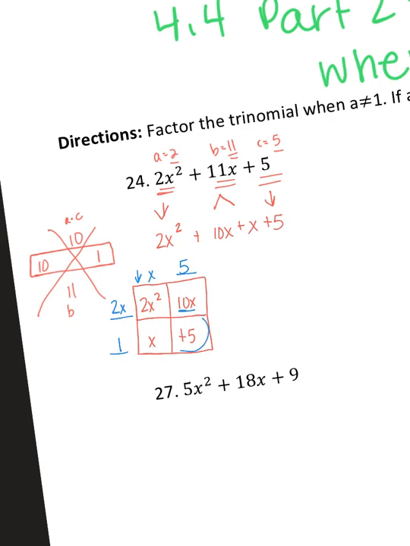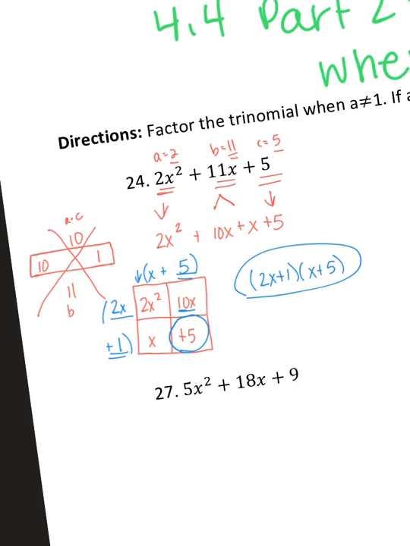And then let's check this cell. Is 1 times 5 equal to 5? It is. Okay, so that's it. We have factored. So this is x plus 5 times 2x plus 1. And we're just going to write that as a factored binomial. So 2x plus 1 times x plus 5. And again, remember, the order that you put those 2 binomials in does not matter.